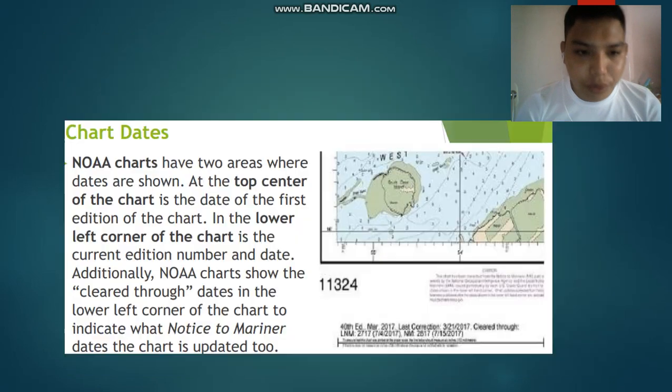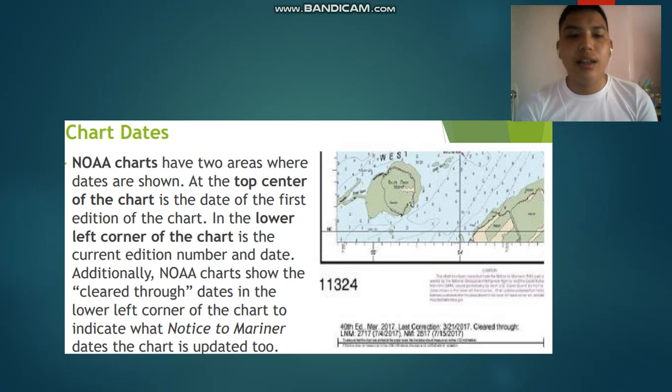So we move to another one. Chart dates. NOAA charts have two areas where dates are shown. At the top center of the chart is the date of the first edition of the chart. In the lower left corner of the chart is the current edition number and date. Additionally, NOAA charts show the cleared through dates in the lower left corner of the chart to indicate the notice to mariner dates that the chart is updated to.